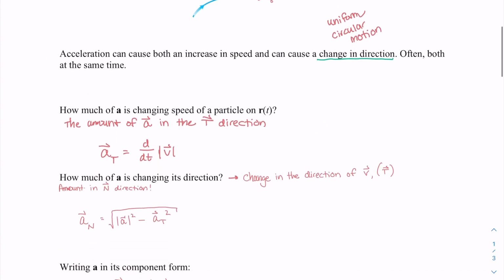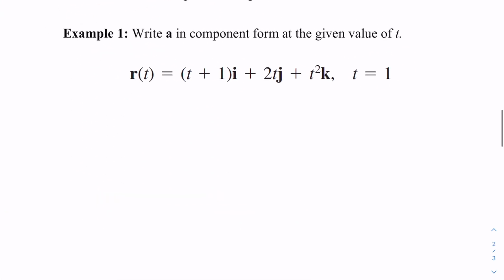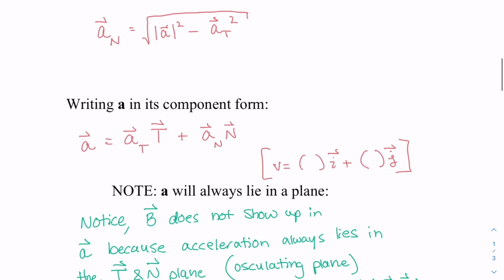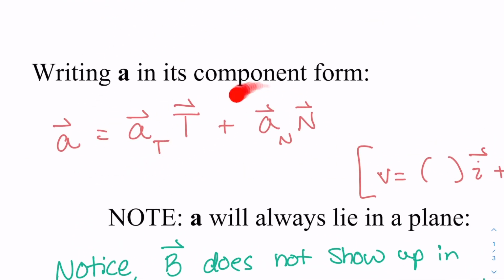So let's take a look at 2 examples that will kind of show how we use the components of acceleration. So here in example 1, we're asked to write the acceleration vector in component form at the given value of t. So here's our curve r of t that we're looking at. This is the position function. And now we're going to find its acceleration at the point t equals 1, broken up into its components. And so all we have to do is find the magnitudes of a_T and a_N, and then just tack them on to the unit tangent vector and the unit normal vector. We don't actually have to solve for these. Those are just the directions. So we really are just looking for these magnitudes.